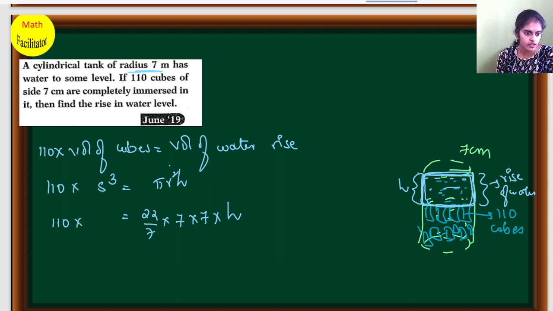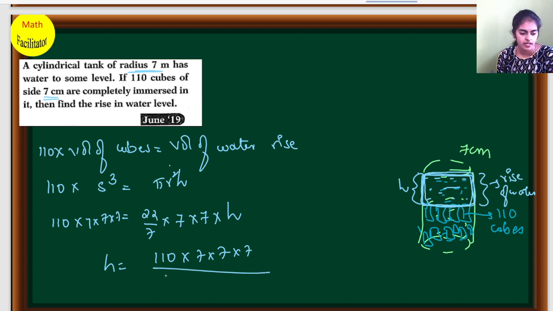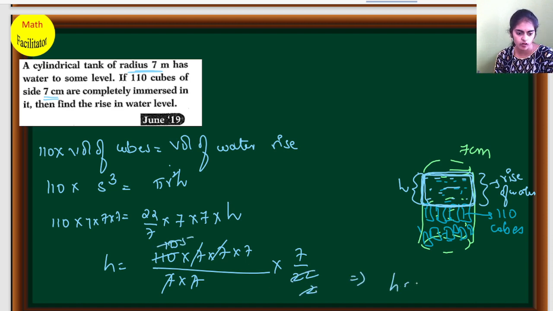So 110 into s cube, the side of the cube is 7, so 7 into 7 into 7. How will h come? 110 into 7 into 7 into 7 whole divided by 7 into 7, this 22/7 will become 7/22, so 7, 7, 7, and 11 tens are, 11 twos are, 2 ones are, 2 fives are, so h equals 49 into 5, or 35 into 7 can also be done. So 35 into 7 is 245, so 245 centimeters. Here these are meters. Wait a minute, look at the mistake we have done.